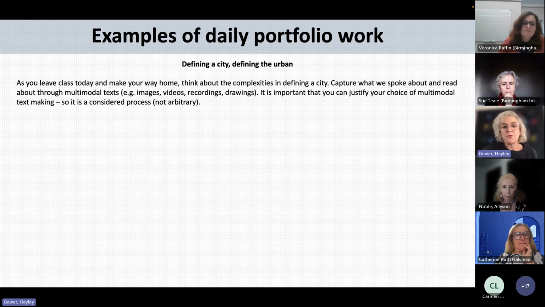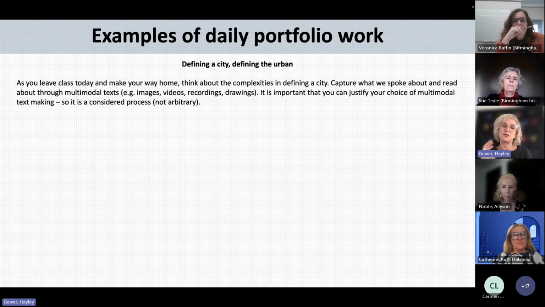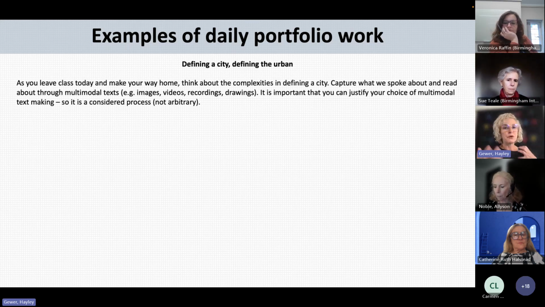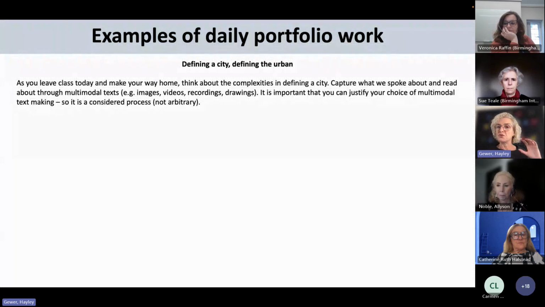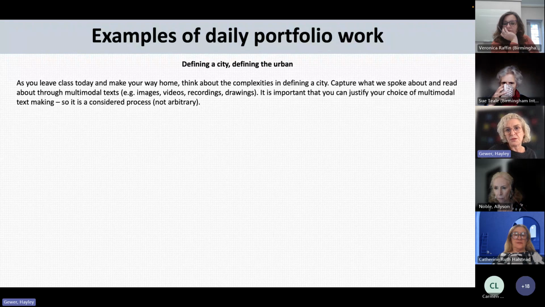So one of the things we worked around, for example, was the complexity of defining cities in contemporary times. We read some theory around this. We looked at some video work, and then when they left on the first day, they were encouraged to go around the city and to think about these complexities, these different ways that cities are defined, and to come up with some multimodal way of representing it through photos, through film, through sound recordings, through site writing, through drawing, whichever mode they felt comfortable with.